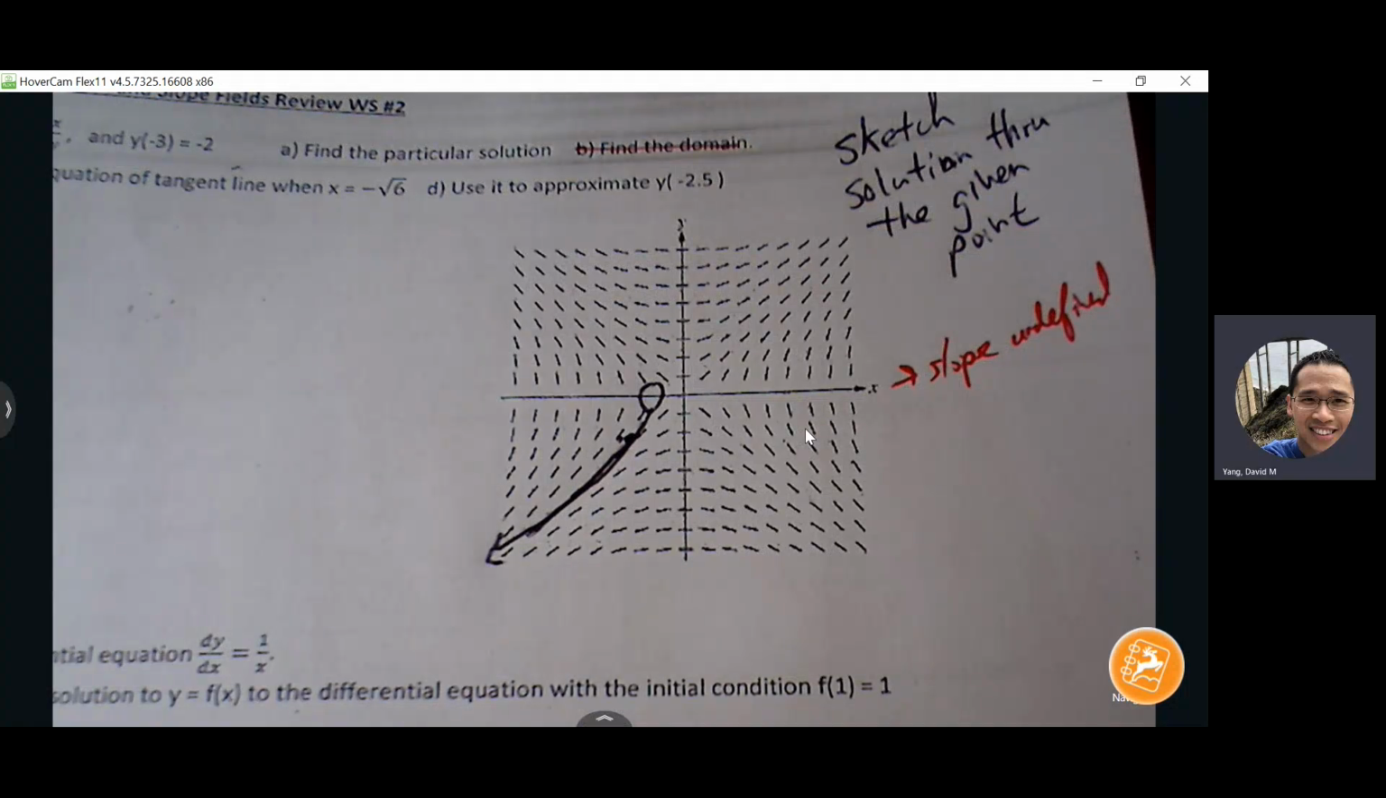Okay, number 2, same idea, same process. Again, skip the domain statement, but you can do everything else. Try that. And also sketch the solution through the ordered pair 1, 1.